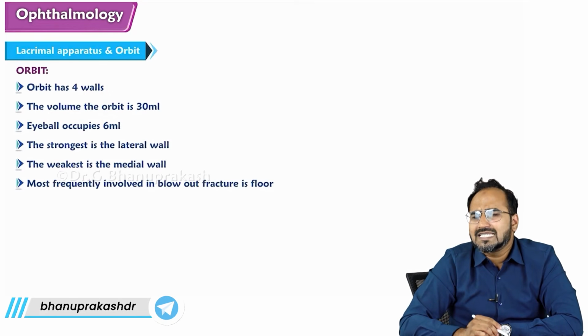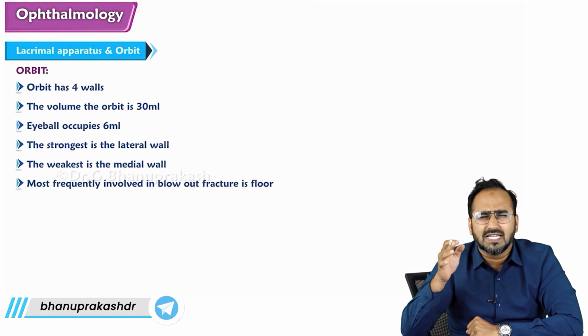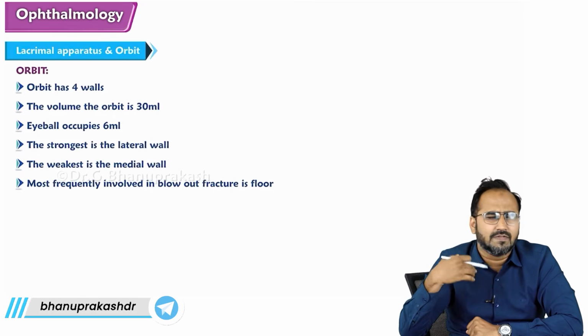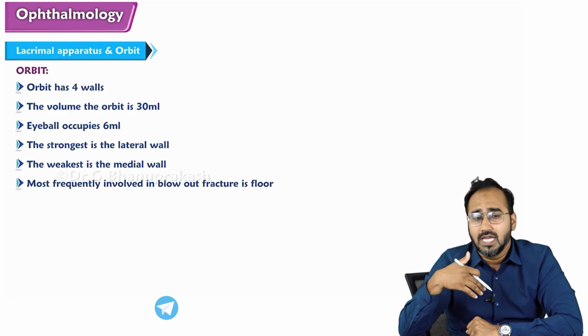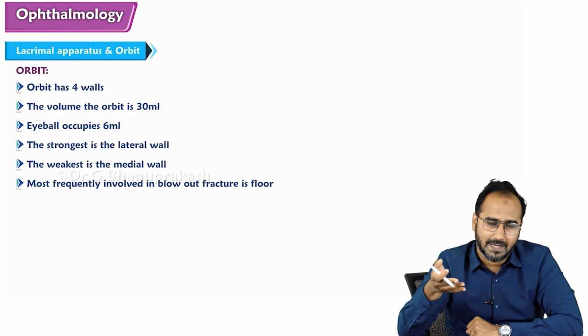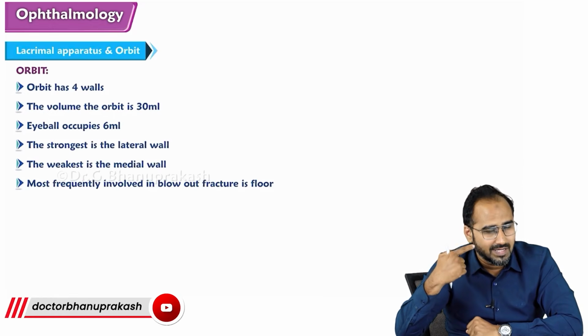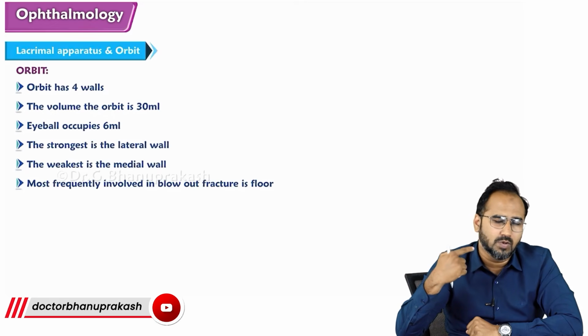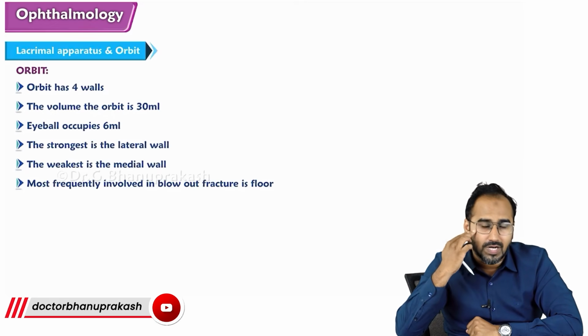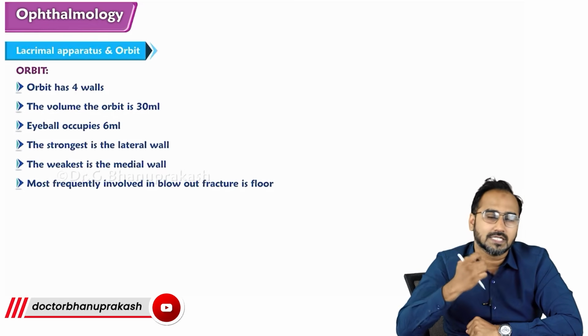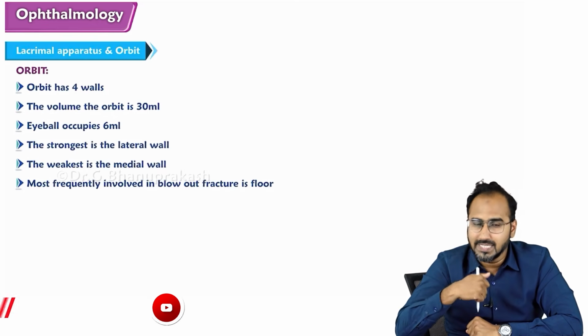Now next, coming to the orbit. We have already discussed the orbit, guys. The volume of the orbit is 30 ml, in which the eyeball volume is 6 ml, in which the vitreous volume is 4 ml. The orbit has 4 walls: the superior, the inferior, the nasal and the temporal. The strongest is the temporal, the weakest is the nasal wall.